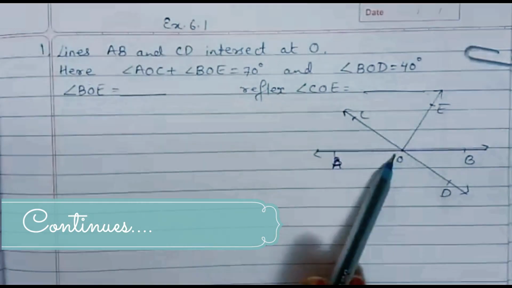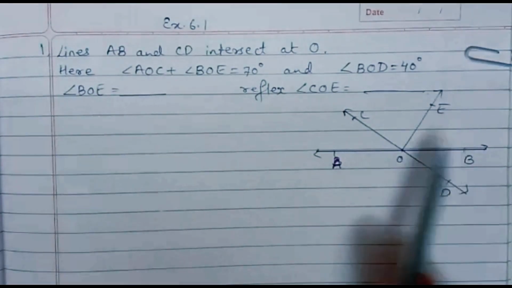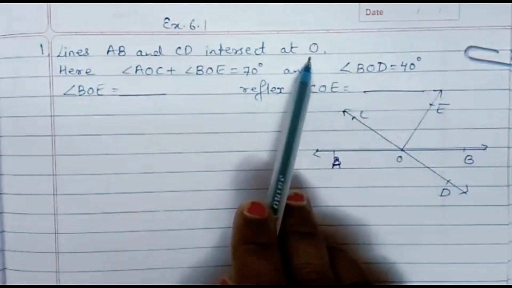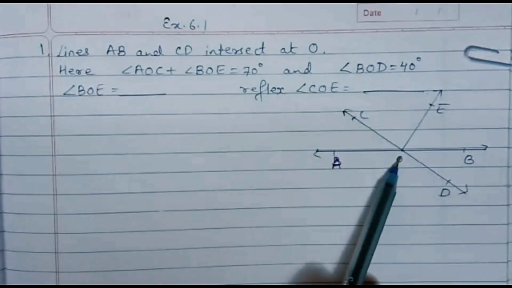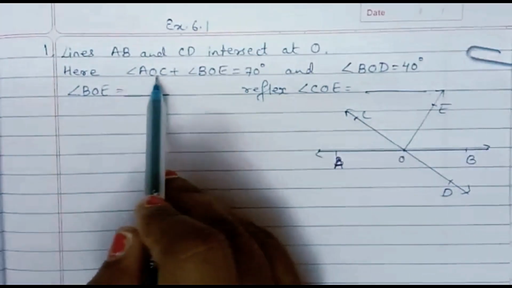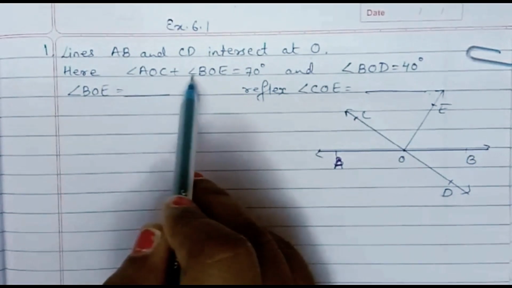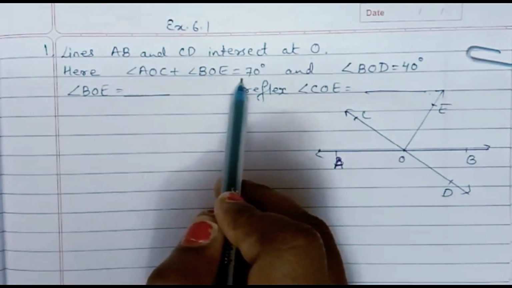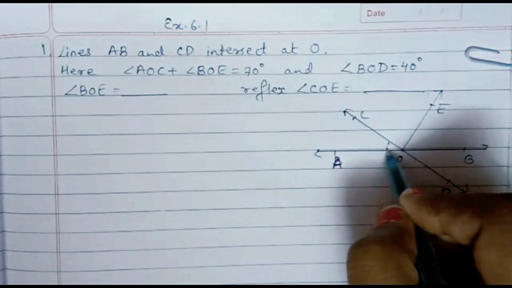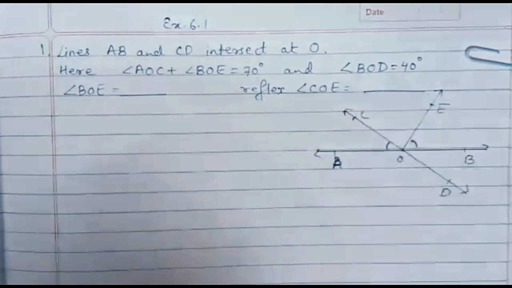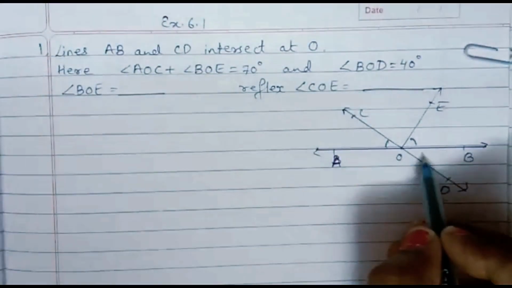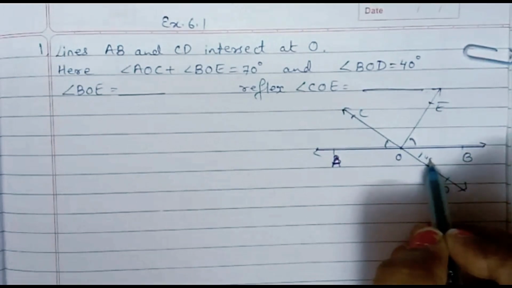You can see in the figure I have drawn line AB and line CD. They are intersecting each other at point O. Also, it's given that angle AOC plus angle BOE is equal to 70 degrees, meaning the addition of these two angles is 70. Angle BOD is equal to 40 degrees.